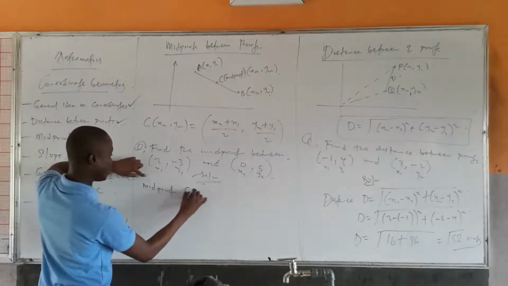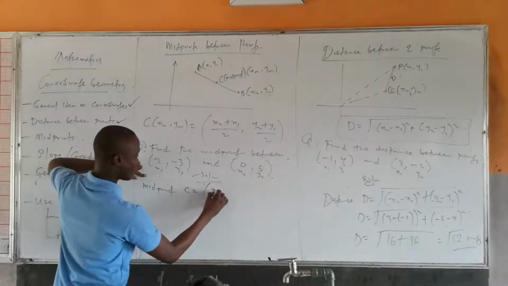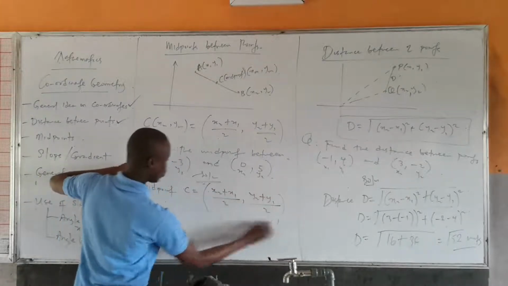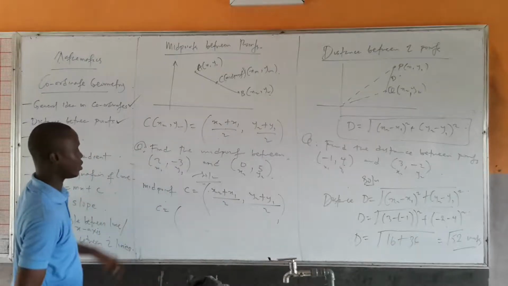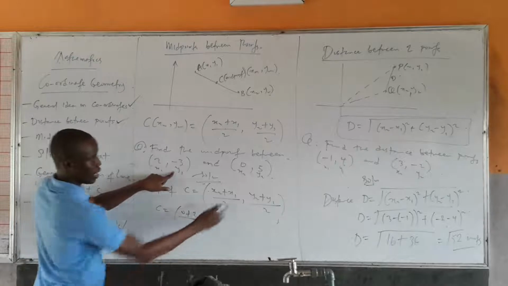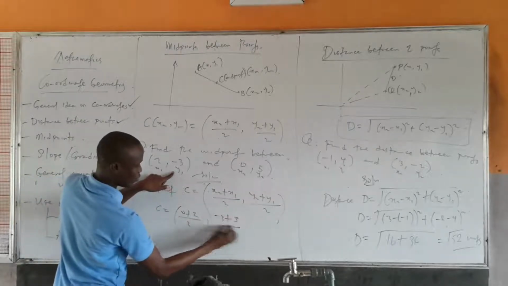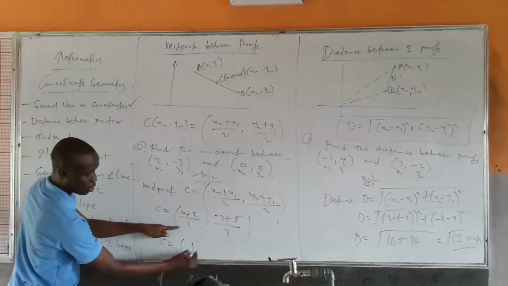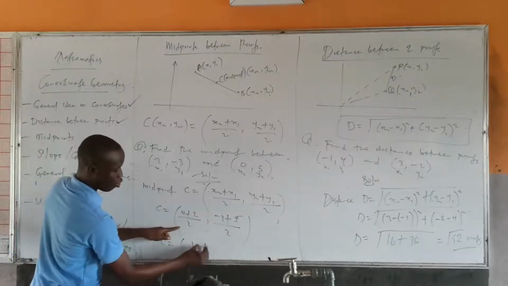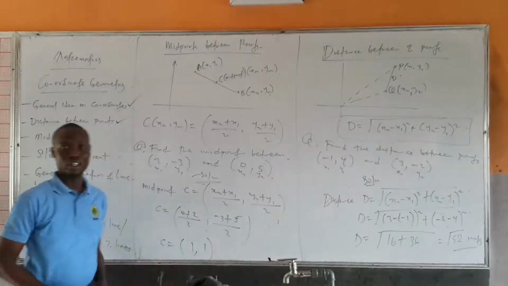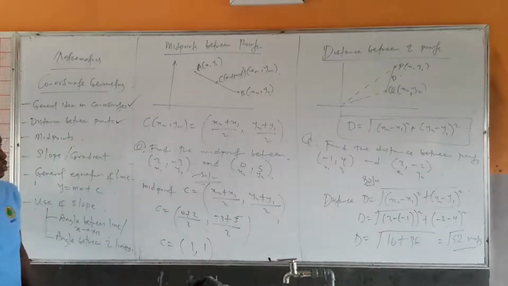So going forward, I'll just say my midpoint, C, will be x2 plus x1 over 2, y2 plus y1 over 2. So what do I have? I have C to be what? x2 plus x1, that's 0 plus 2 over 2. And this I have what? Minus 3 plus 5 over 2. So what do I have here? C is what? This will be 1, 1. So the midpoint between these 2 points will simply be 1, 1.